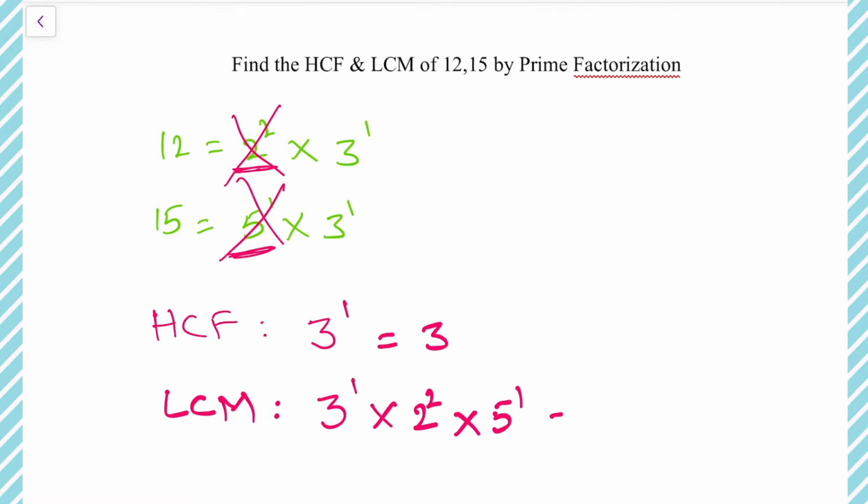If you do multiplication of this, 3 times 2 square is 4, into 5 power 1 is 5. So 3 4s are 12, 12 5s are 60. So LCM of 12 and 15 is 60, whereas HCF is 3.